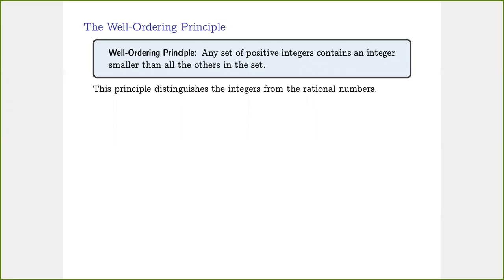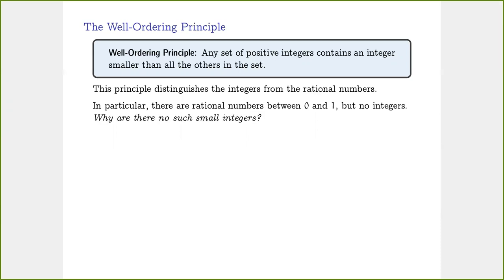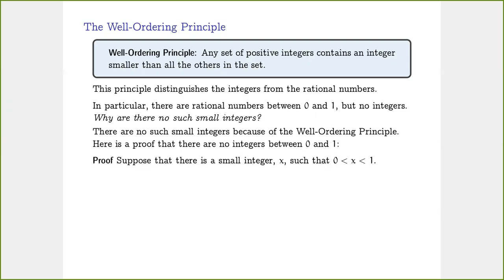This principle, in fact, is what distinguishes the integers from the rational numbers. For example, there are rational numbers between 0 and 1, and they can get closer and closer to 0. There's no smallest rational number, but there are no integers between 0 and 1. Why are there no such small integers? There are no such small integers because of the well-ordering principle.